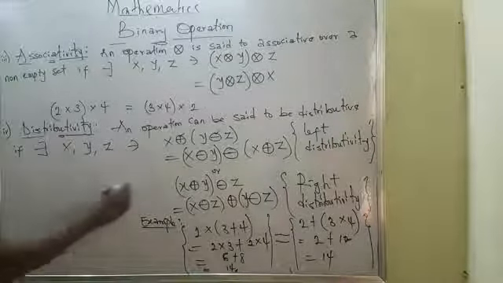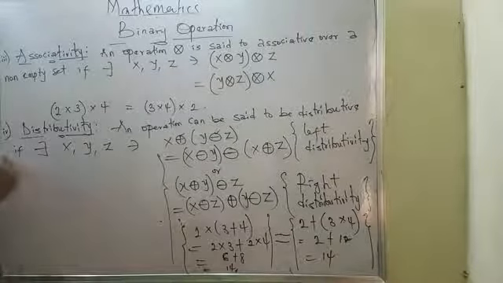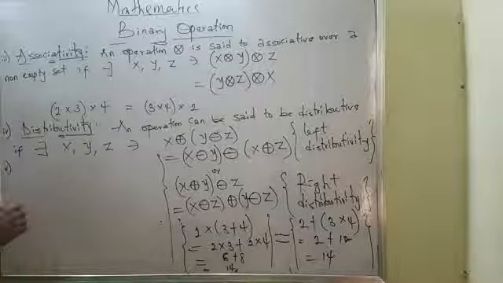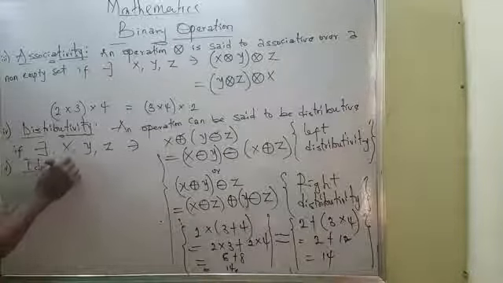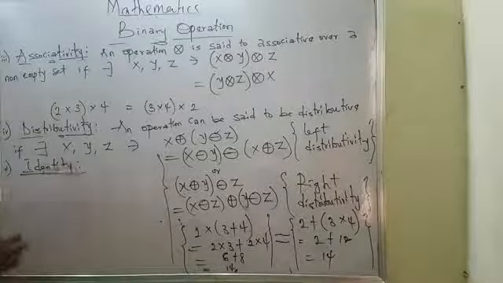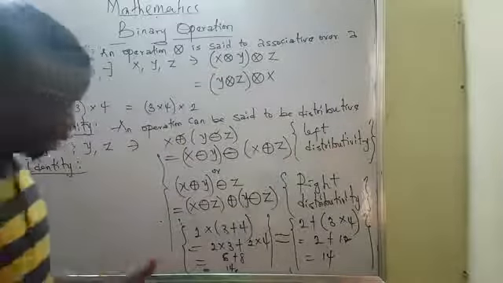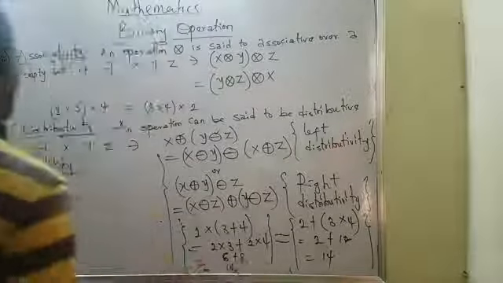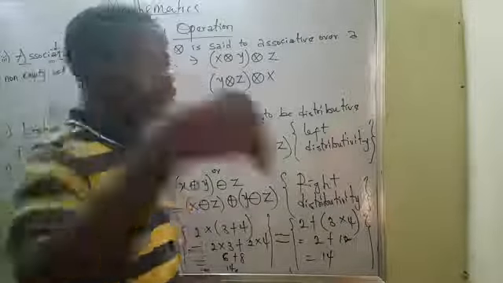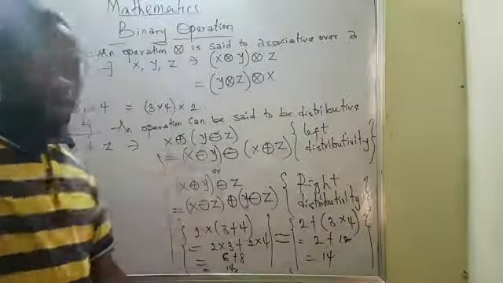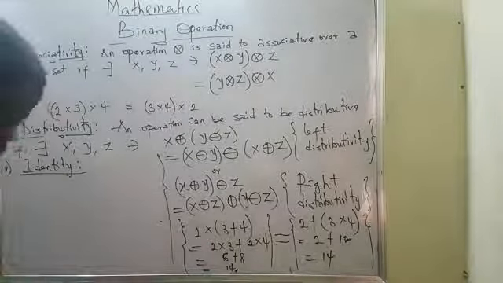Okay, let me write the property here. So you have the fifth property, identity. When we talk about identity, it's something that is common, that we use every time. If you have a number, most of the time in mathematics we consider 1 to be an identity. But 1 is not the only identity we have. We have 0 and 1 as the two identities.